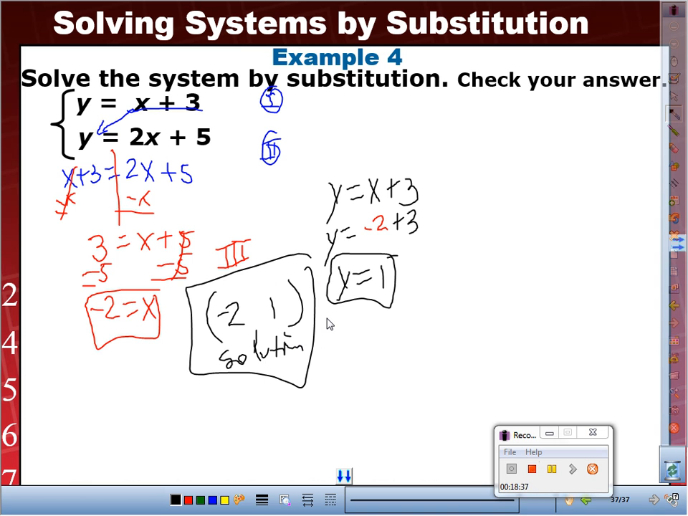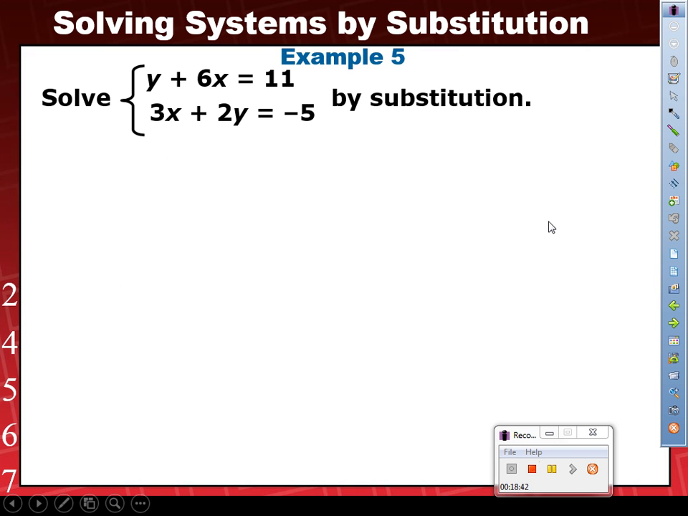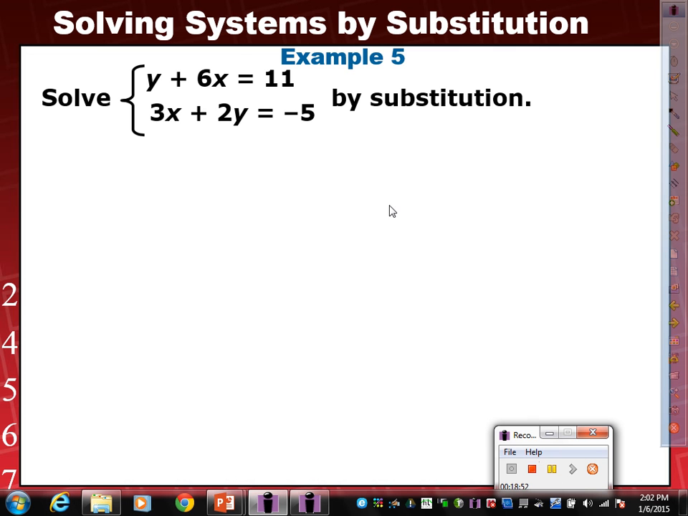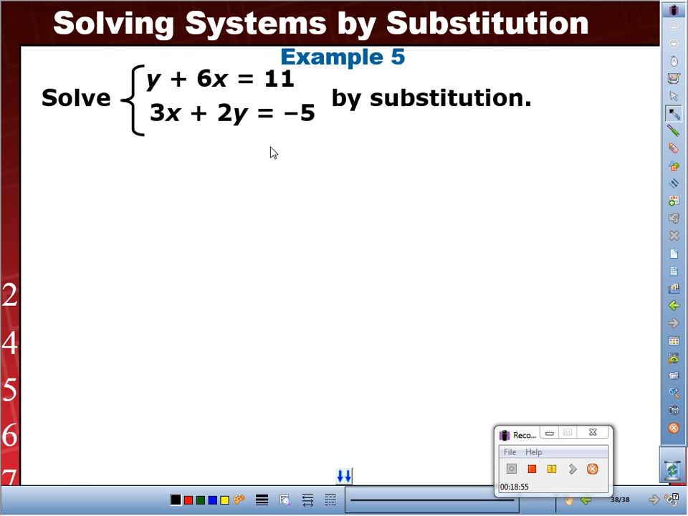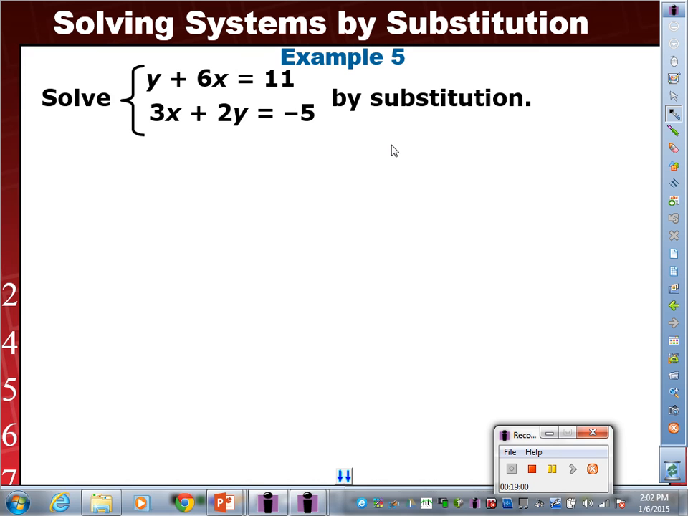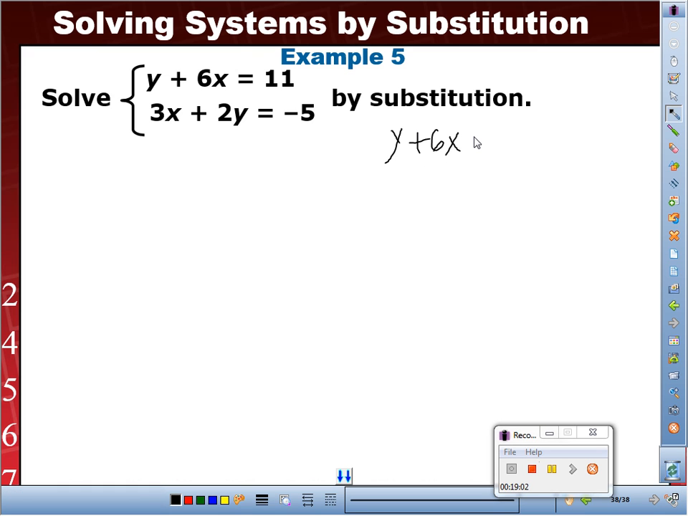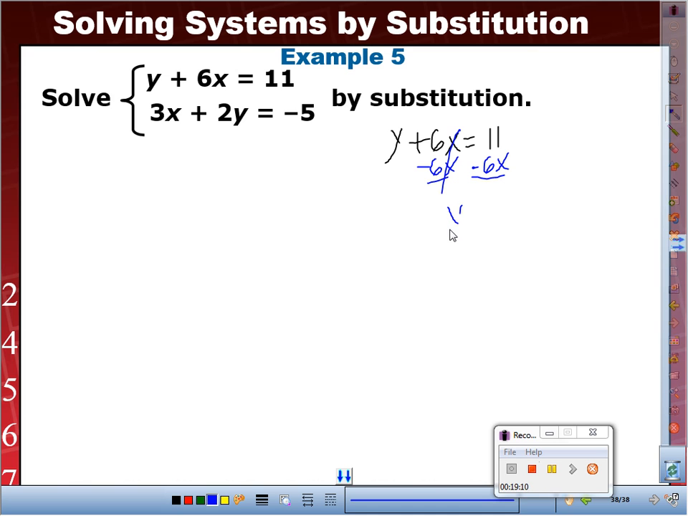And we'll leave the checking for later. Copy this next one down, please. Number 5. y plus 6x equals 11, and 3x plus 2y equals negative 5. Here we go. Step 1, solve one of the equations for one variable. Which one do you want to solve? The first one. So I'm going to write the first one, y plus 6x equals 11. What variable do you want to solve for? y. So I subtract 6x, y equals negative 6x plus 11.